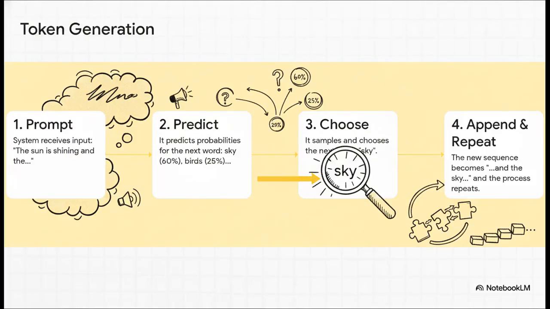So how in the world does it do that? Well, it doesn't just spit out a whole sentence at once. It actually predicts the very next word, or more accurately, the next token. So if it has the phrase, "the sun is shining," and it runs the numbers, it calculates all the probabilities for what could come next. It might say, okay, sky has a 60% chance, birds has a 25% chance. So it picks sky, adds that to the sentence, and then does the whole thing over again to predict the next word. It's just a constant chain of predictions, one after another.